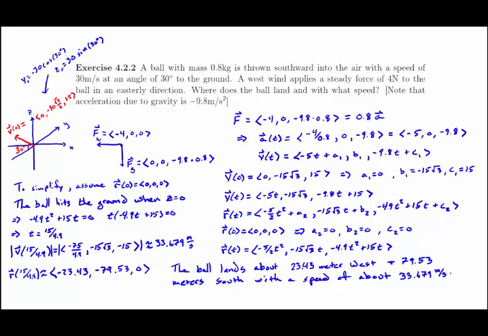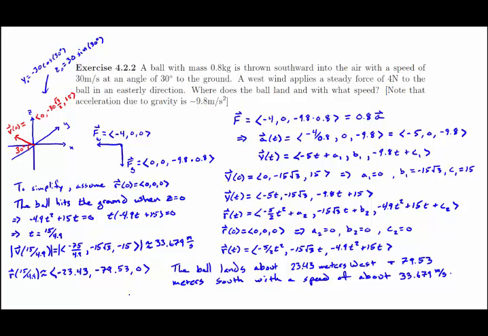Alright, so let's take a look at the solution here. You may have laid this out a little bit different than me. Go ahead and take a look at the final answer. The ball lands about 23.43 meters west and 79.53 meters south with a speed of about 33.679 meters per second. So if you got that same answer, then you're doing great.